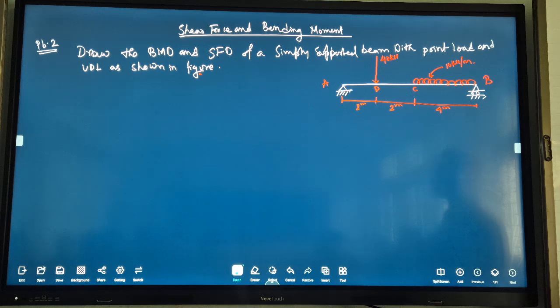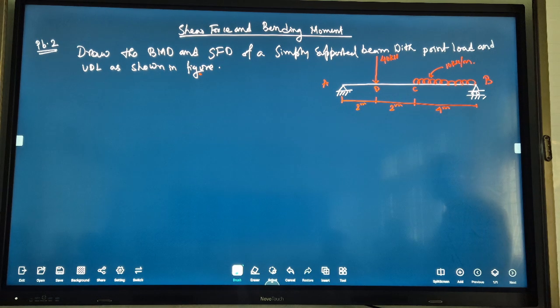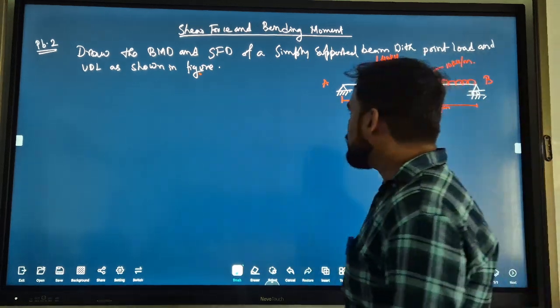You have to draw the bending moment and shear force diagram of the beam. For this, first we have to draw the free body diagram. So, let's draw the free body diagram.